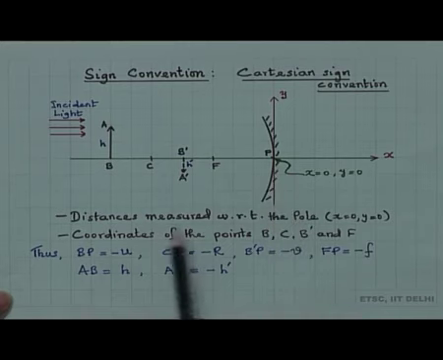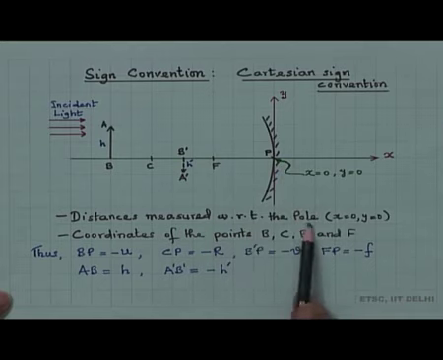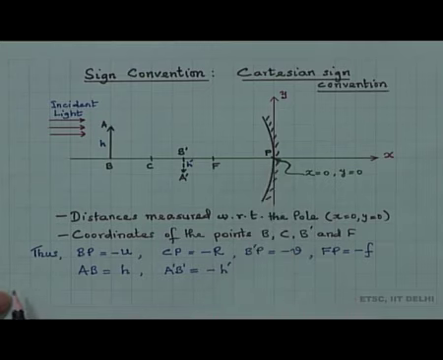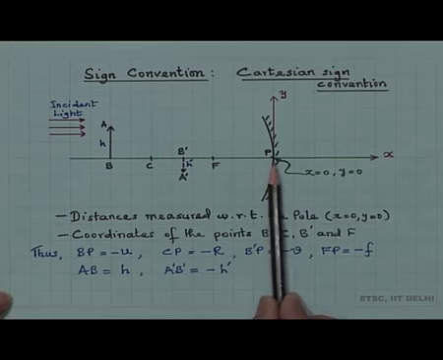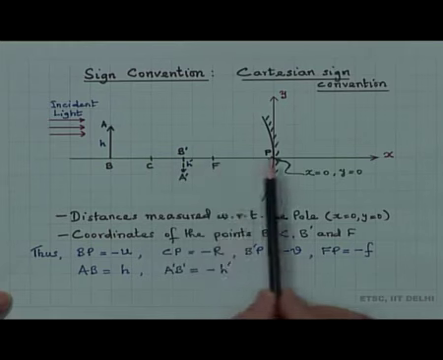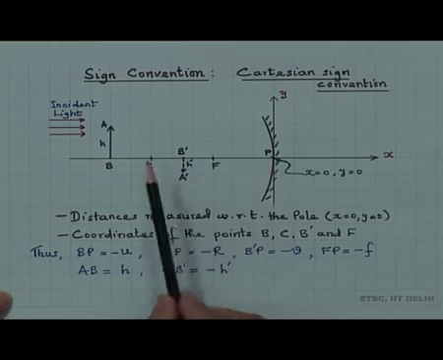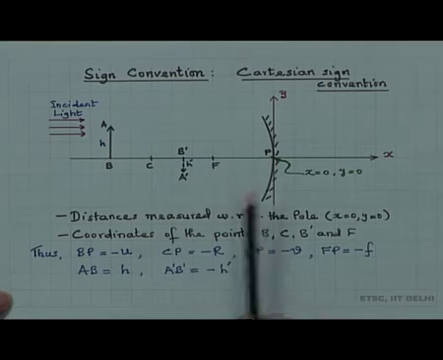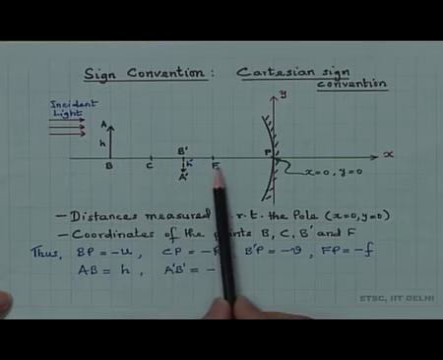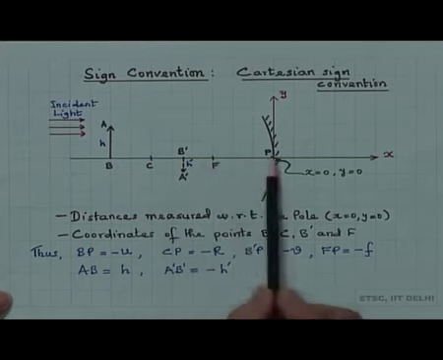Therefore, all distances are measured with respect to the pole, that is this point, x equal to 0, y equal to 0, which means if we measure the distance to this side, these are negative. That is, the distances are measured in terms of the coordinate of the point with respect to the pole, that is, coordinates of the points B, C, B dash, F. These will be the distances.